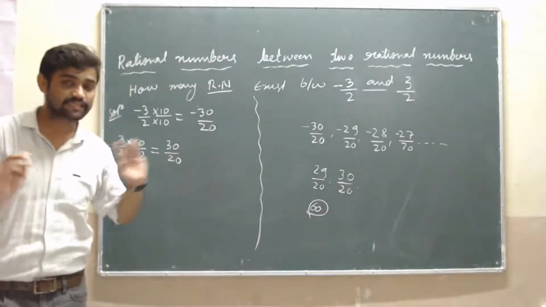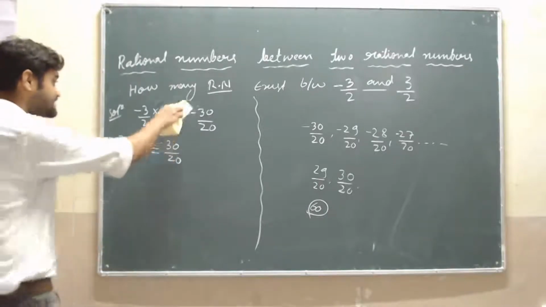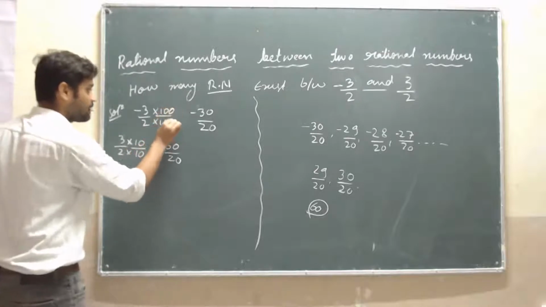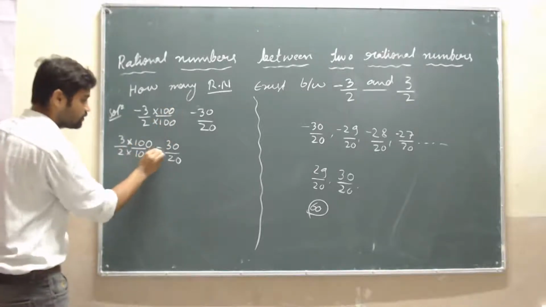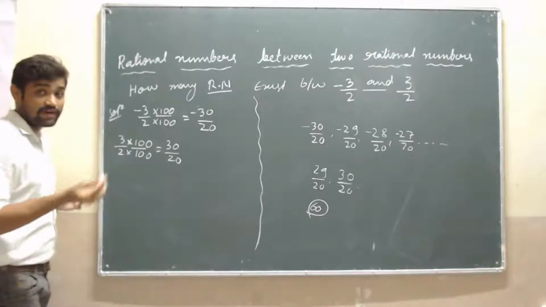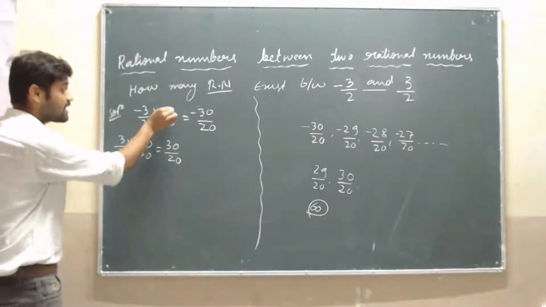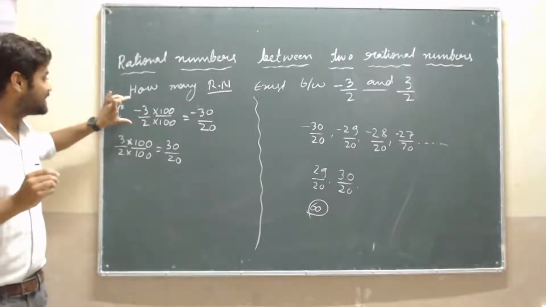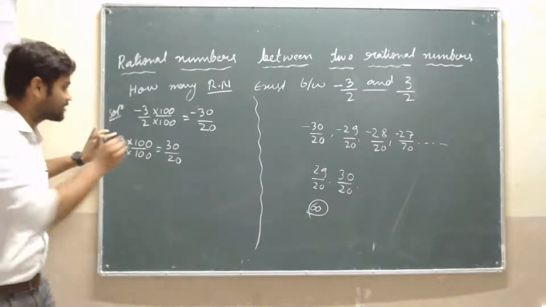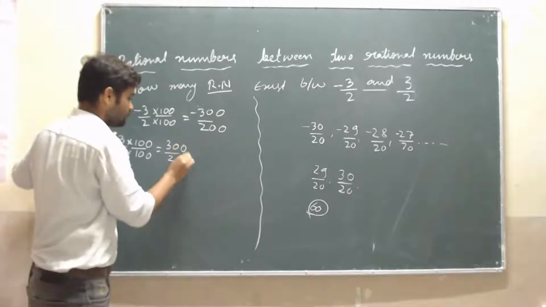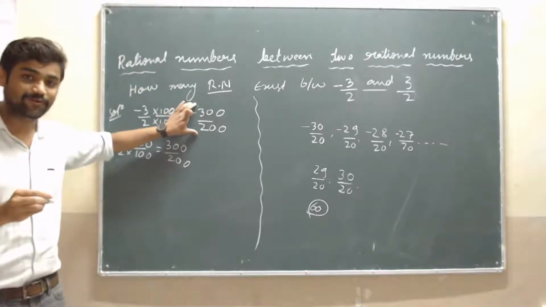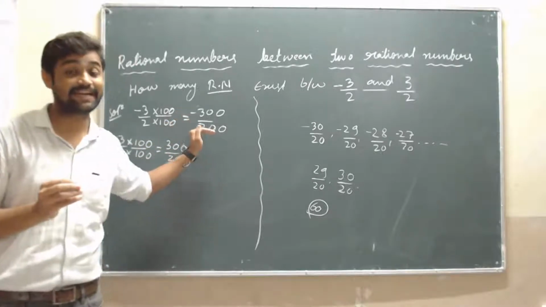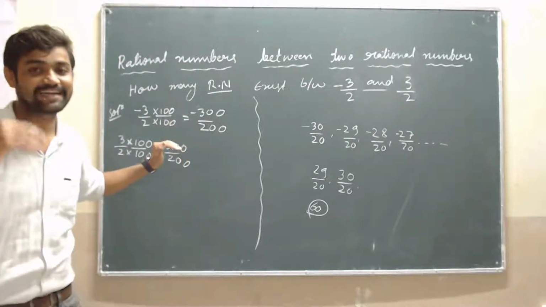Is 60 the correct answer? No sir, we can increase this. We can also increase this by multiplying by 100 on the numerator and denominator, and we will get the same 3 by 2. Same answer we will get: minus 3 by 2 as well as plus 3 by 2. It will become minus 300 by 200 as well as 300 by 200. Now find out the rational numbers between minus 300 by 200 and plus 300 by 200.